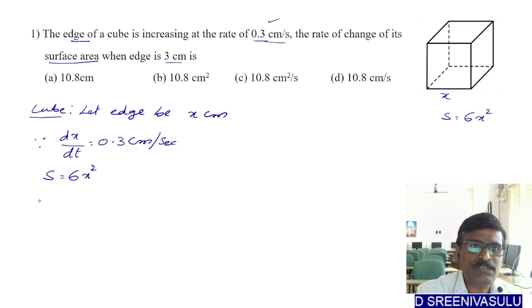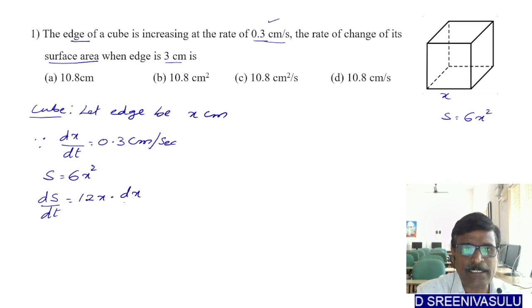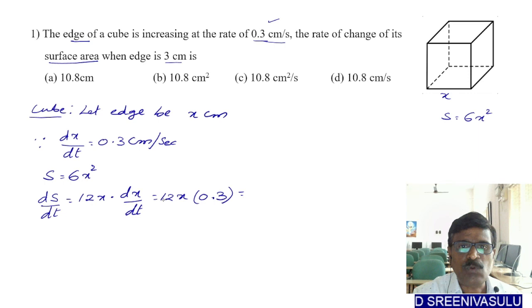Then the rate of change of surface area means ds by dt. ds by dt is equal to 6x square differentiation 12x, times x differentiation dx by dt. Now this is 12x. What is dx by dt? dx by dt is equal to 0.3. Then 12 into 0.3, 3.6x.